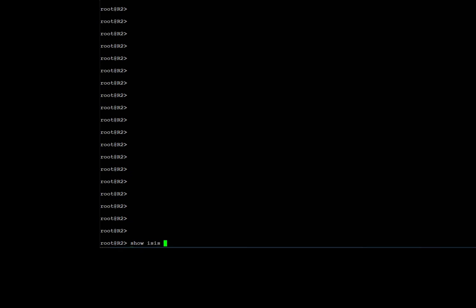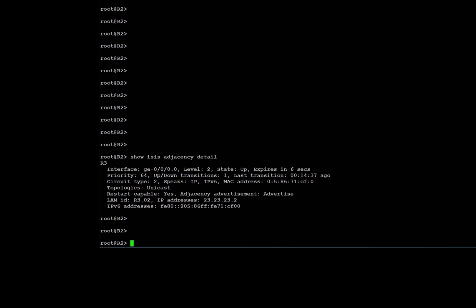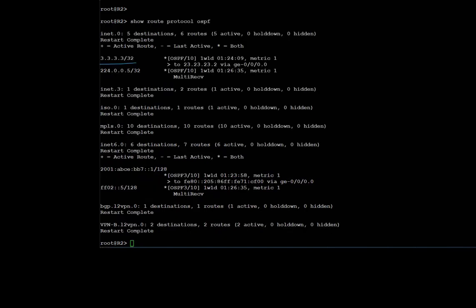Next, we're going to take a look at the show isis adjacency command. In Junos, we're going to use detail. Detail gives us a little bit more info about the adjacency. In this case, we will see that interface ge-0/0/0 is at level 2. The state is up. We have some extra info about the MAC address, topologies, and so on.